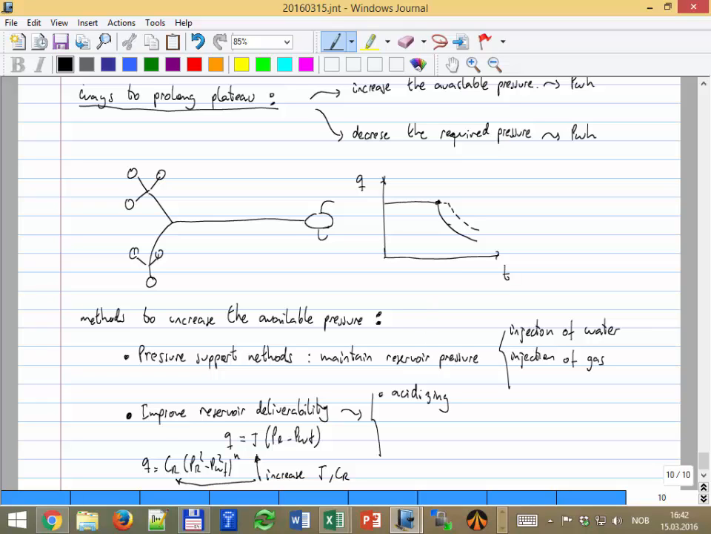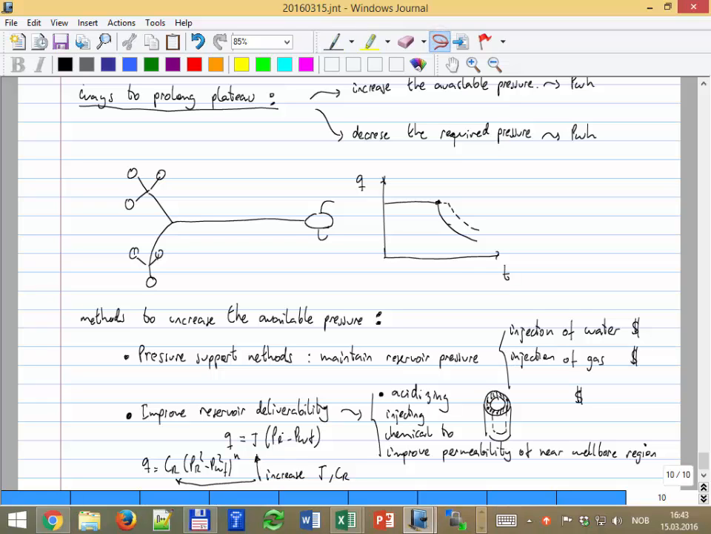Acidizing means that in the region neighboring the wellbore, due to the drilling, the formation has been damaged due to the mud. So we inject some acids, some substances, to clean the formation and get it back to the way it was initially, or even improve the productivity. Acidizing, injecting chemicals to improve permeability of the near wellbore region. And that usually costs money. All of these also cost money. So in the first method, we were just trying to keep PR from going down so much, and now in this method, we are trying to get J up.